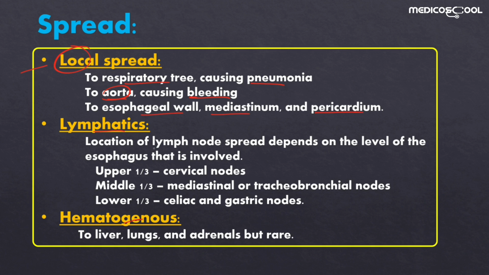Lymphatic spread. The location of lymph node spread depends upon the level of the esophagus involved. In the upper third of the esophagus, they usually spread to the cervical lymph nodes. The middle third goes to the mediastinal and tracheobronchial lymph nodes, and the lower third to the celiac and gastric lymph nodes. Hematogenous spread is very rare, but it can occur to the liver, lungs, and the adrenals.